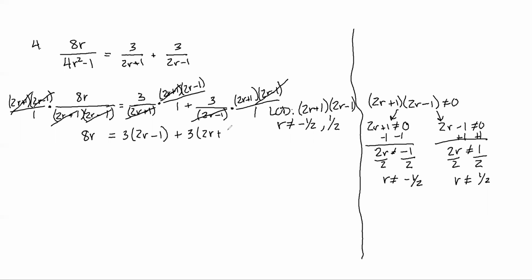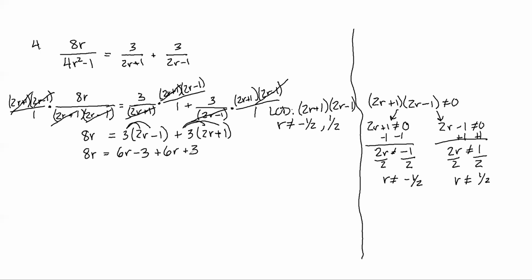And again, I would leave distributing until the next step because we will see an example where there's a minus sign in the middle, which means we'll be distributing a negative. Be really careful on that one. All right, let's go ahead and distribute now. So we're going to have 8r equals 6r minus 3 plus 6r plus 3.